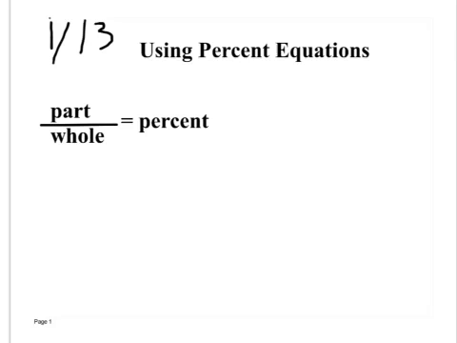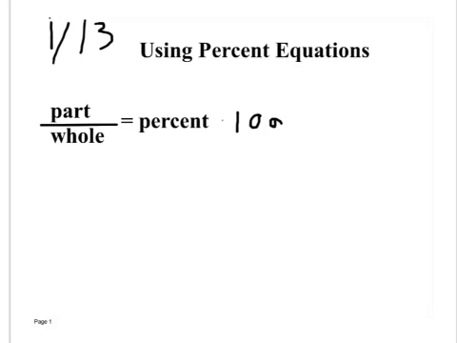We're using percent equations. If I'm looking for percent, then I take the part, usually the smaller number, and divide it by the whole number. That gives me a decimal. I times it by 100, and then add the percent sign. That's going to give me the percentage.